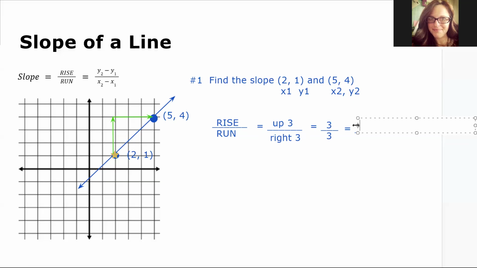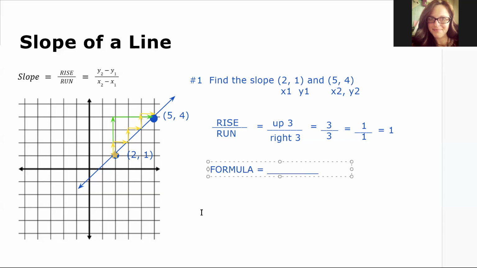We can divide the top and the bottom by 3, and we get 1 over 1, and 1 divided by 1 is 1. So the slope of this line is 1. And we can explore that. If I start at this point and go up 1 and to the right 1, and then again up 1 to the right 1, up 1 to the right 1, 3 times, I do get to our second point, (5, 4). Let's take a look at the formula.